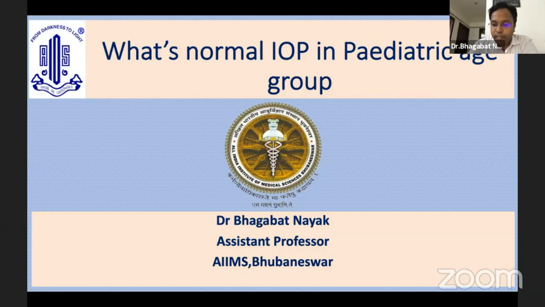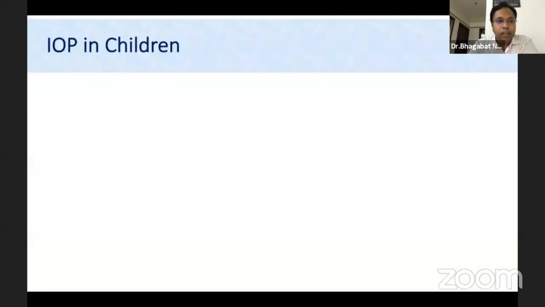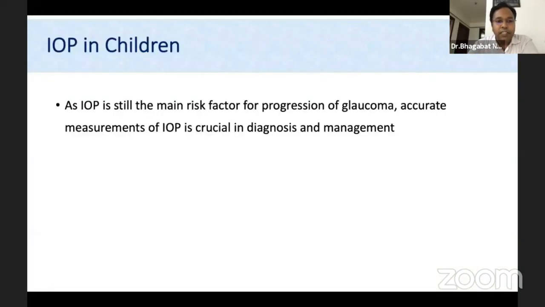Why it is, whether it is different from adult or is it the same target IOP, or what is the normal IOP? Basically, I will start. So IOP in children age, IOP is still the main risk factor for progression of glaucoma. Accurate measurement of IOP is crucial in diagnosis and management, as you all know.